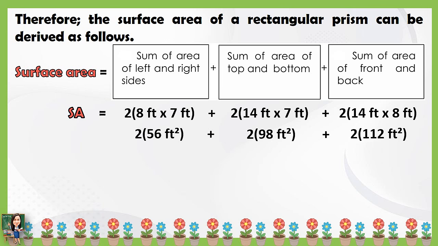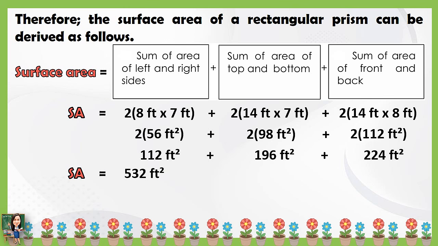Then multiply them. 2 times 56 equals 112 square feet. 2 times 98 equals 196 square feet. And 2 times 112 equals 224 square feet. Then add 112 plus 196 plus 224 equals 532 square feet. So this is the surface area.